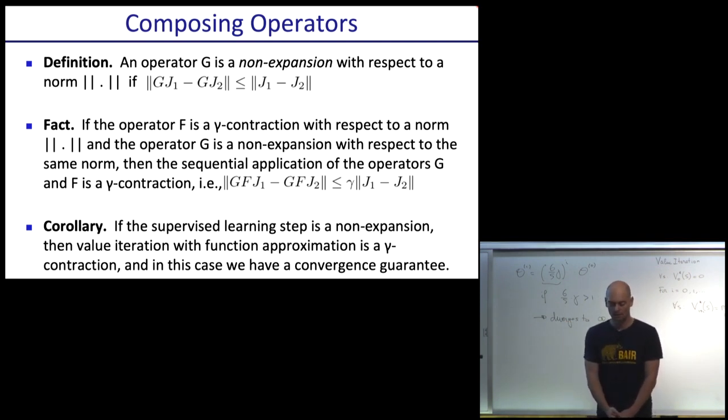So to make this concrete, think of F as the Bellman update. We know the Bellman update is a gamma contraction in the infinity norm, the max norm, same thing. Then our function approximator, well, least squares, we clearly saw it doesn't satisfy this property, so we wouldn't have had convergence. But if we had a better function approximator, one that actually satisfies the non-expansion property with respect to the same norm, then we would have a combined contraction and things would converge. So this gives us a recipe for what kind of function approximators we might want to look for.